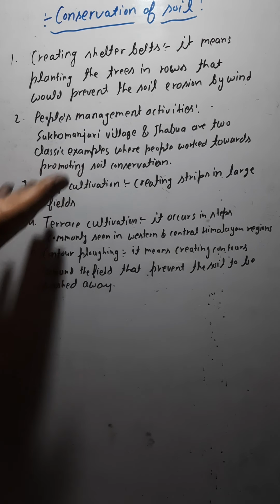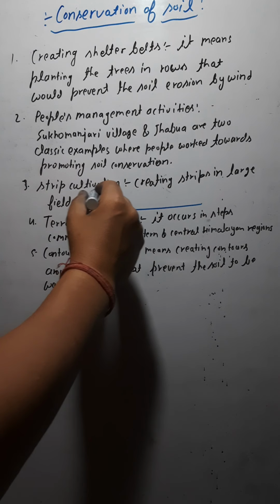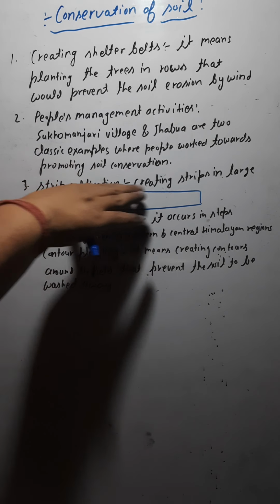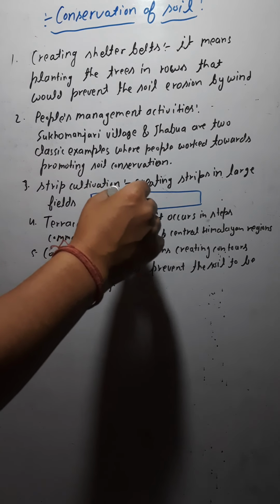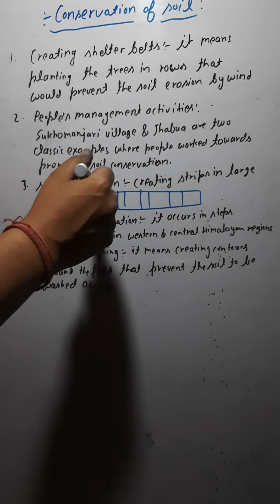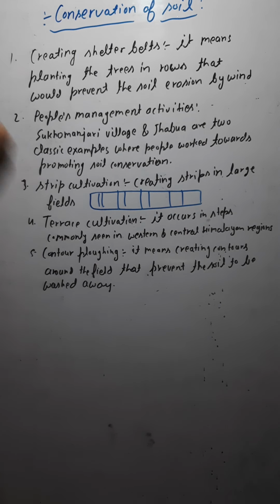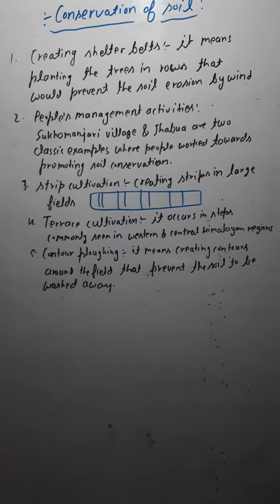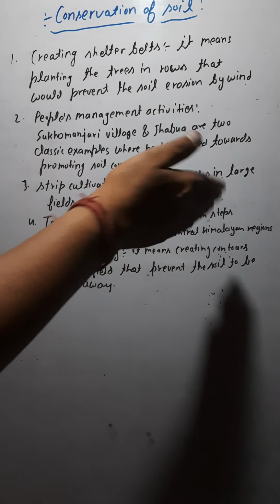The third one is strip cultivation. Suppose you have a very large field like this. If you want to prevent soil erosion from this one large field, you would make strips on this field like this. By creating strip cultivation, if you have such strips in the larger field, this also would prevent soil erosion. This also would conserve the soil. So strip cultivation can be done where we have a large field.